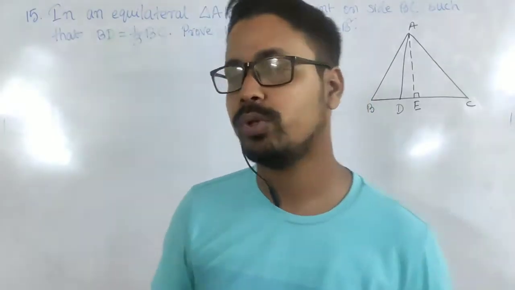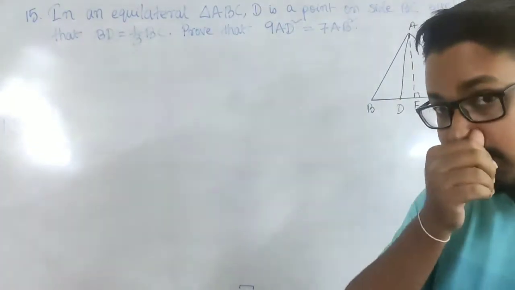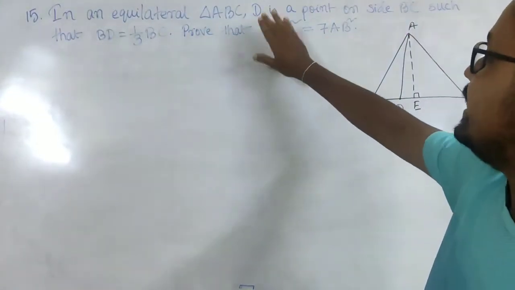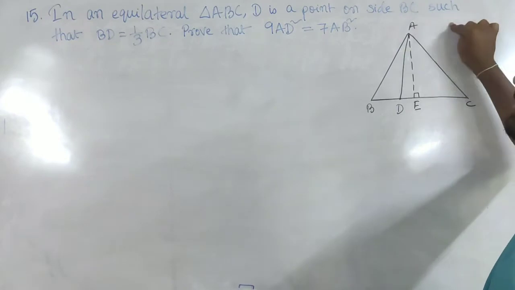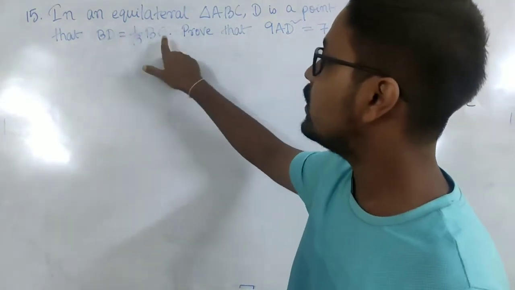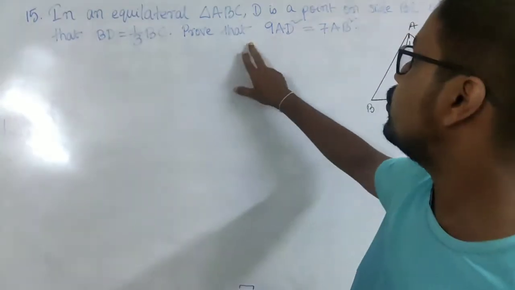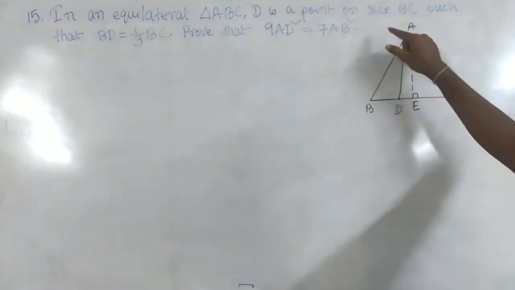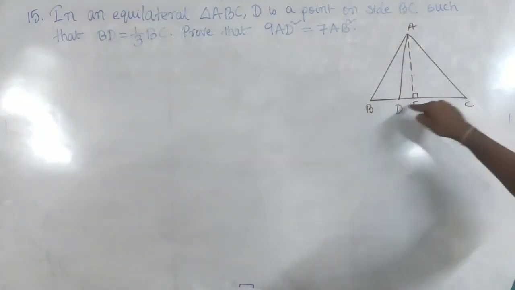We are starting off with question number 15, and what we have here is, it says that in an equilateral triangle ABC, D is a point on the side BC such that BD is equal to 1/3 of BC. We have to prove that 9AD square is equal to 7AB square, and this is the diagram that we have to draw. ABC is an equilateral triangle.